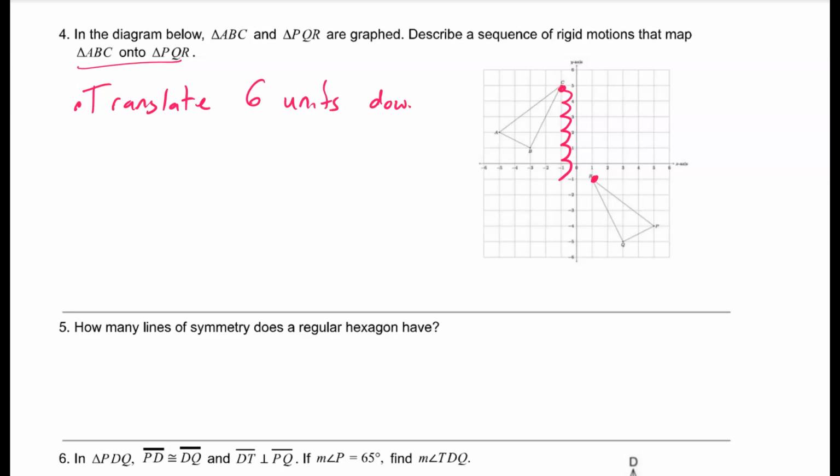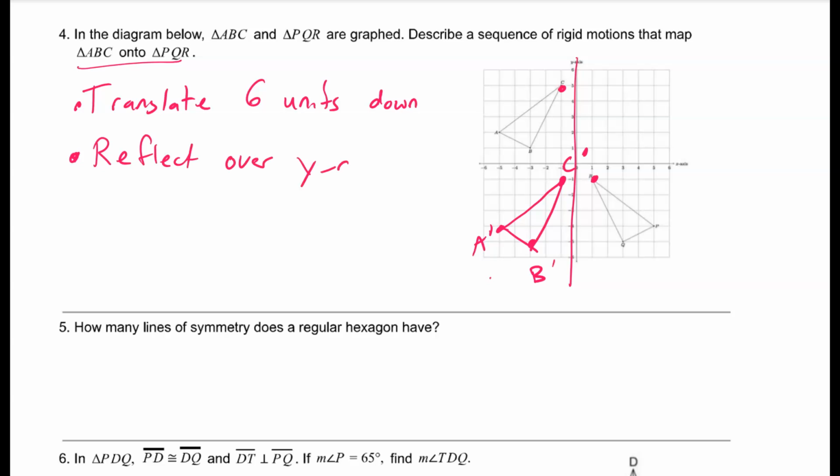Now, the helpful thing to do here would be to take all of your points and move them 6 units down, just so that it's a little bit easier to see what your last transformation should be to take you to your final triangle, right? Because if I sketch that pink triangle in, it's a little bit more obvious that if I reflected over the y-axis, these triangles would map exactly onto themselves. So I'm going to say my last transformation here is just to reflect over the y-axis.